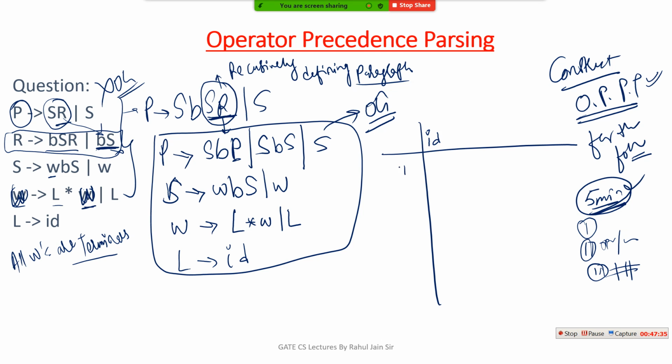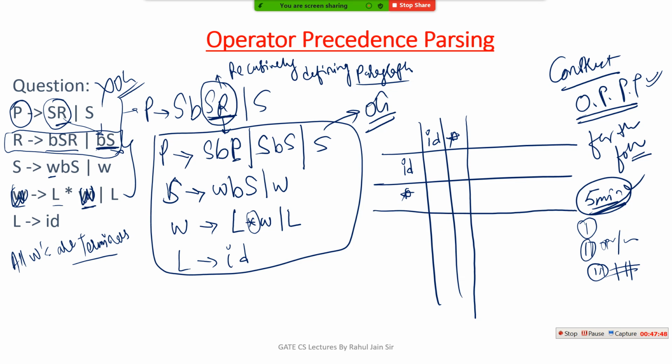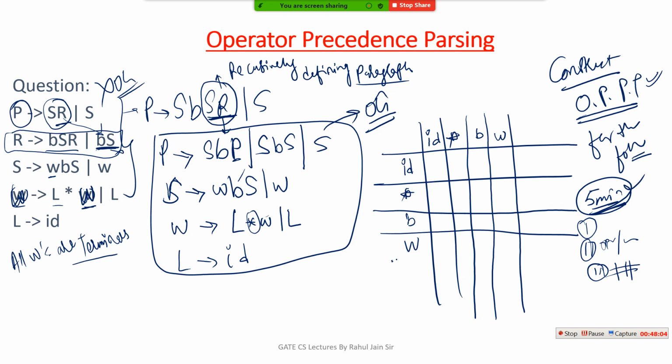One terminal is ID. Another terminal is multiplication sign. Another terminal is multiplication sign. I will add here. What is another terminal? B. This B is another terminal I will take here. What is another terminal? W. W is my another terminal. And at last, what am I getting? Dollar. Dollar is my another terminal. So guys, these are the terminals.